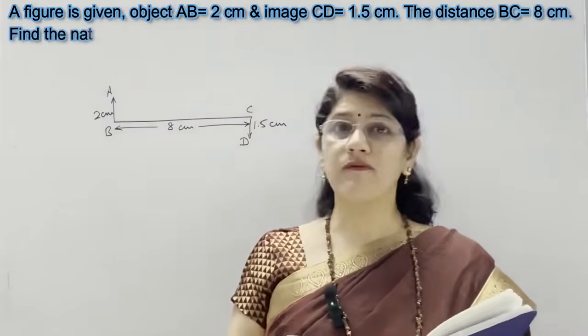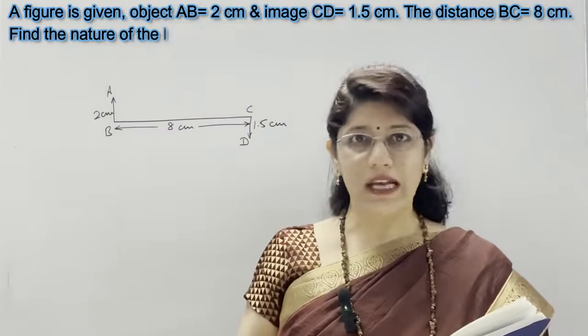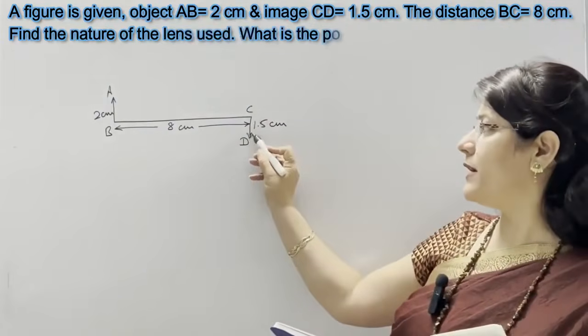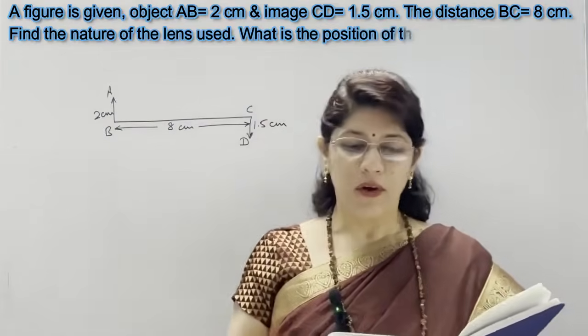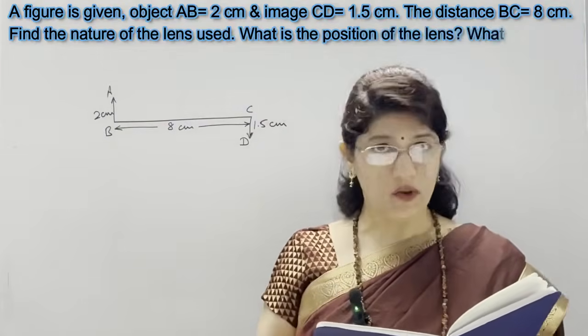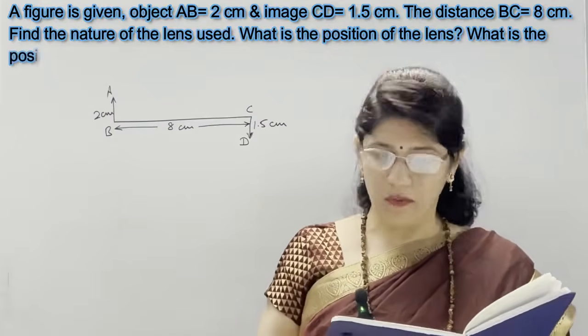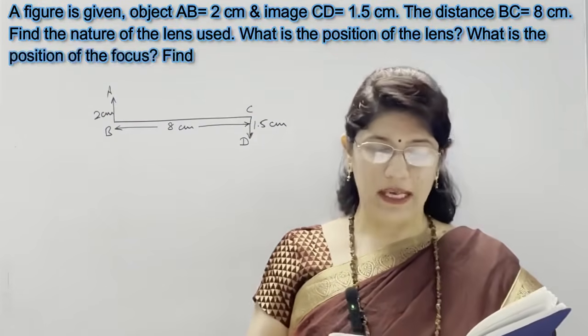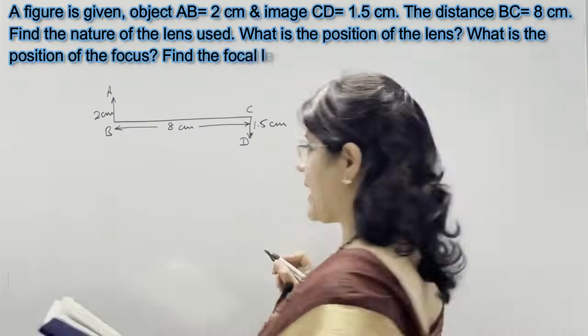In the first part, we have to find the nature of the lens used. As we can see, the image formed is inverted in nature, and we know that this is possible only in the case of a converging lens. It means we have used a convex lens here. Second part, position of the lens. So the position of the lens is at point O.